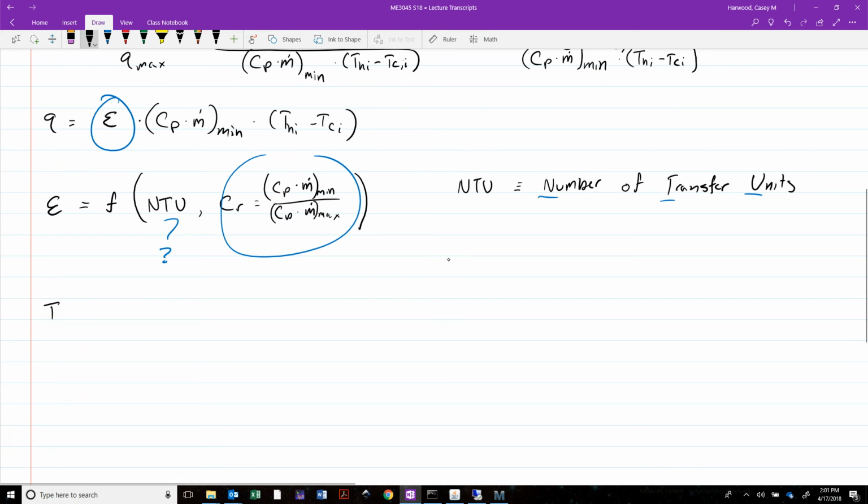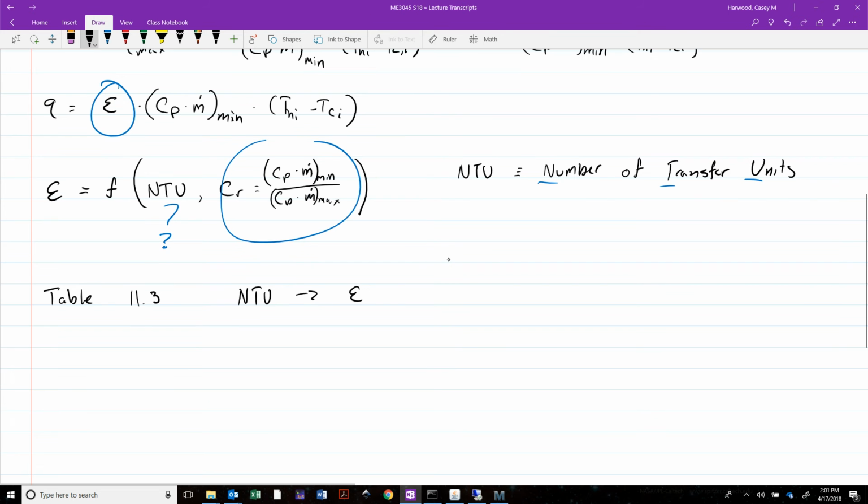So these have been assembled for us in two tables in the book. There's Table 11.3, which allows us, if we happen to know the NTU rating, to calculate epsilon. And Table 11.4, which goes the other way. If we happen to know epsilon, we can find the NTU rating. And of course, both assume that we know this C sub r parameter.